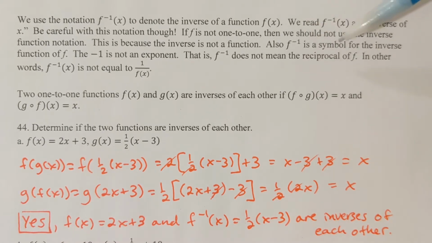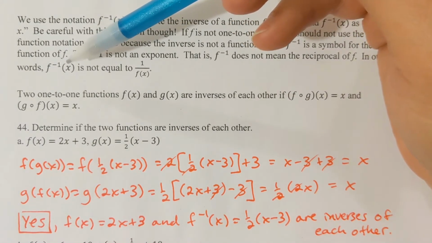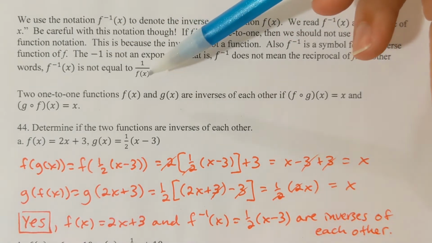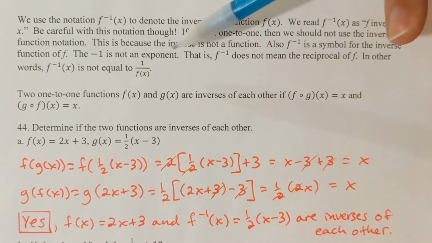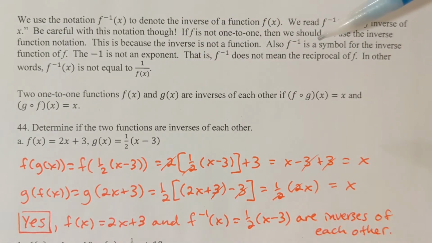Also, f inverse is just a symbol for representing the inverse of a function f. The negative one is not an exponent. So, f inverse does not mean the reciprocal of f. If I had f of x to the negative 1 power, which I don't, okay, I have f inverse of x, but if I had f of x to the negative 1 power, that would be the same as 1 over f of x. F inverse of x is not the same as 1 over f of x. Okay, so when we compute an inverse, we don't just write 1 over that function.